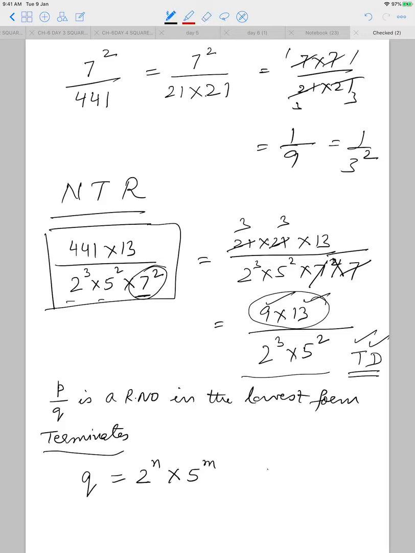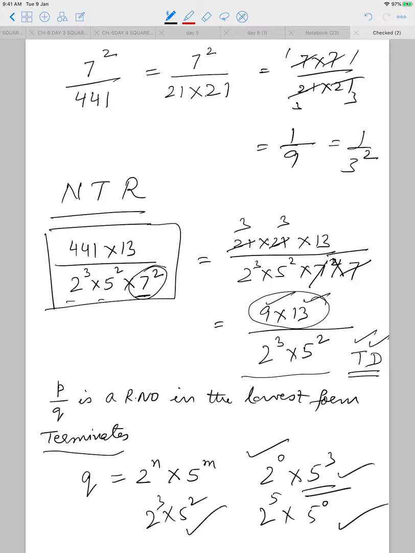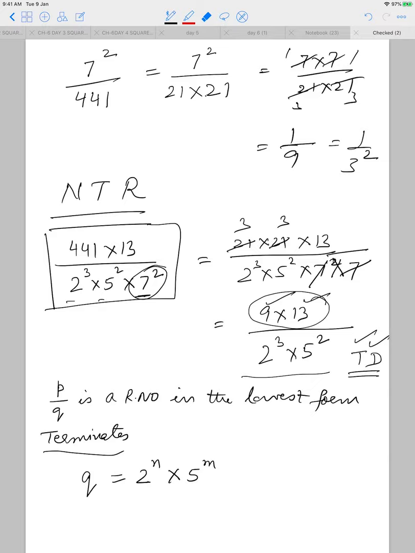Can we have 0? Yes, I can have 0. Suppose I have something like this, then I have only powers of 5. So 0 is allowed. I can also have 2 raised to the power 5 into 5 to the power 0, or 2 raised to the power 3 into 5 raised to the power 2. All these three cases are possible. So what can you say about n and m? That n and m should be what kind of numbers? They should be non-negative integers.